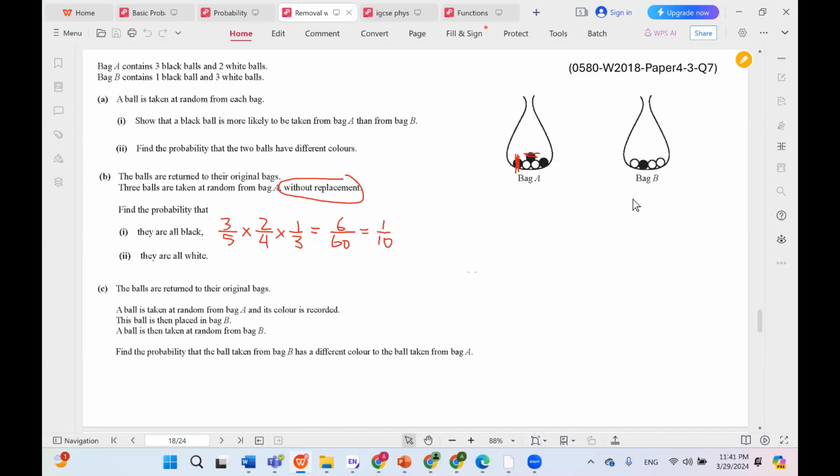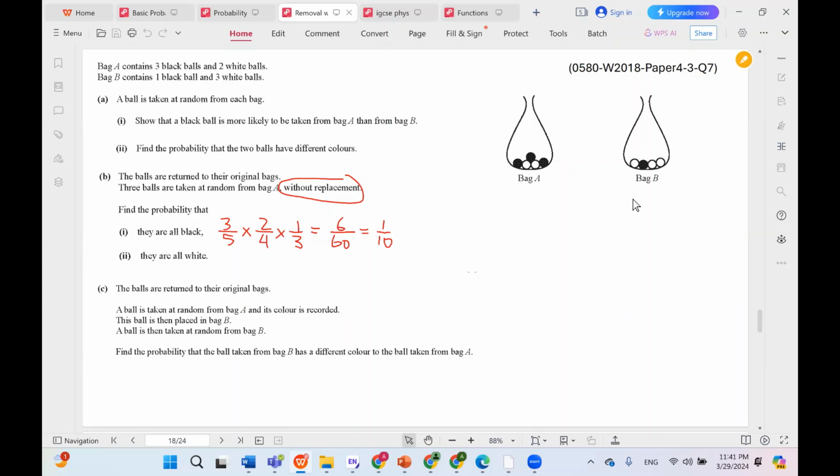Now we want the probability that they are all white. So we're going to calculate this. I'm going to do it systematically, even though you can think about it logically. So the answer here is going to be 0. But let me show you systematically how to do it, and then I'll show you how logically you can just say that the answer is 0.